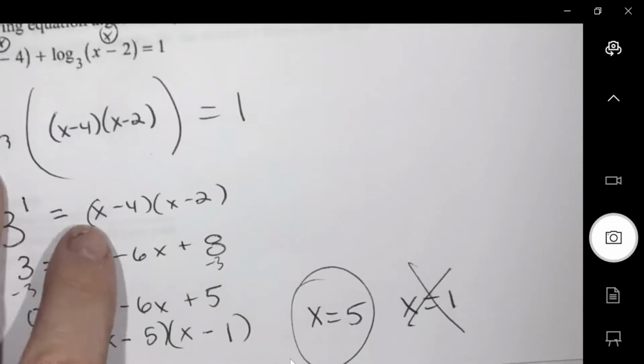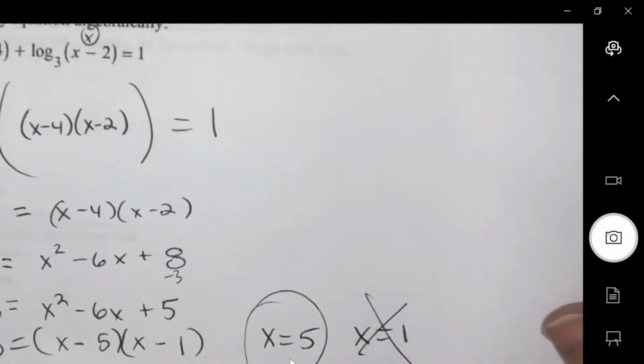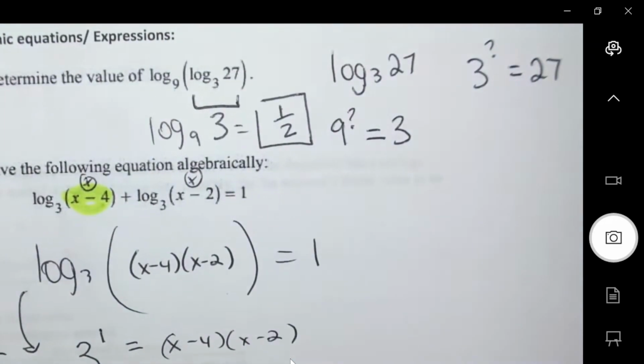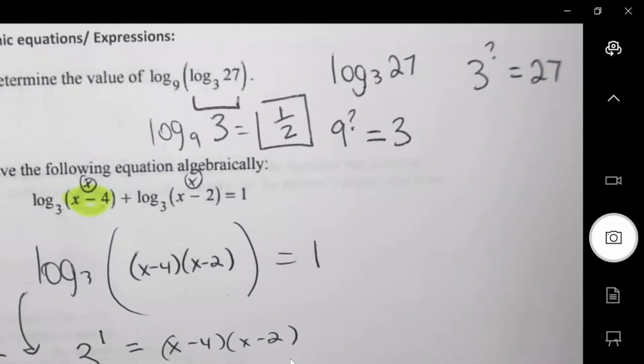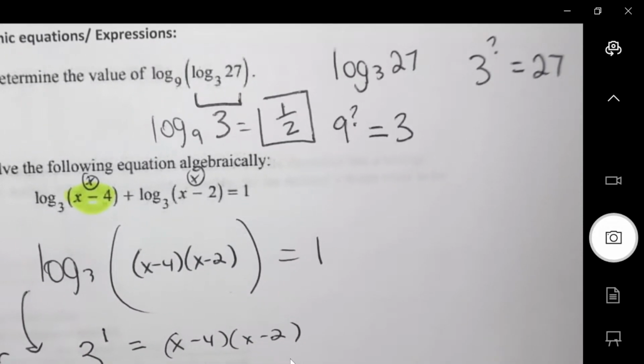Are we done now? Wait, what? Your number, when you plug it in, can't make that position be negative, or 0 actually. So it has to be positive. So when I plugged in an x value of 1, 1 subtract 4 made a negative 3, so I can't have that work.